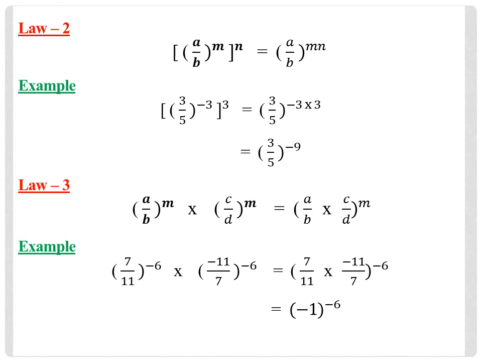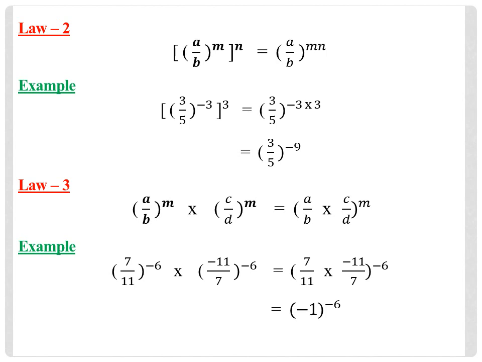Now third law: (a/b)^m into (c/d)^m is equal to (a/b into c/d) raised to power m. Here you see that both bases are different. In the first law, we discussed that if bases are the same, then powers are added. But in the third law, both bases are different, but powers are the same.